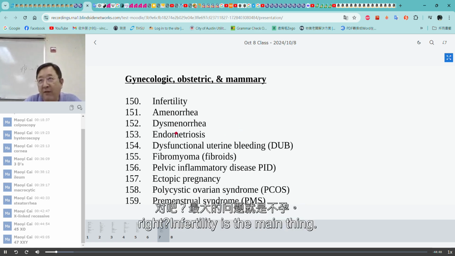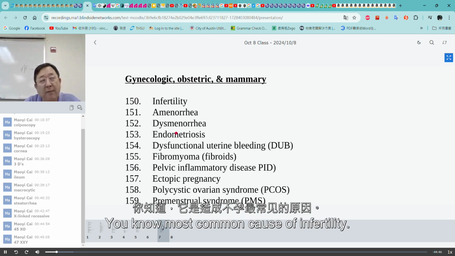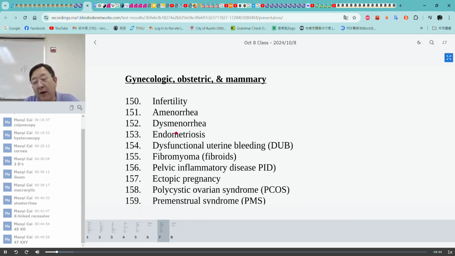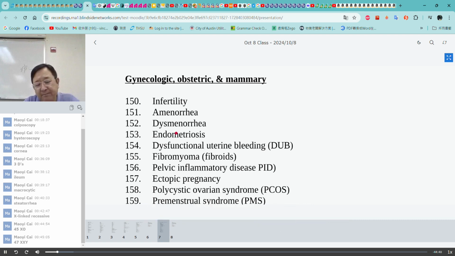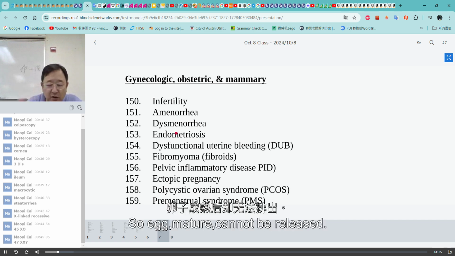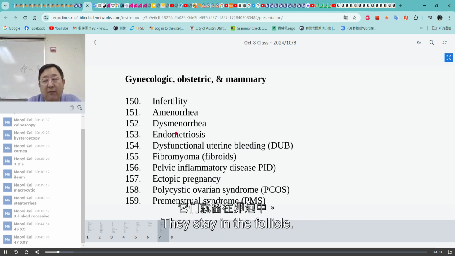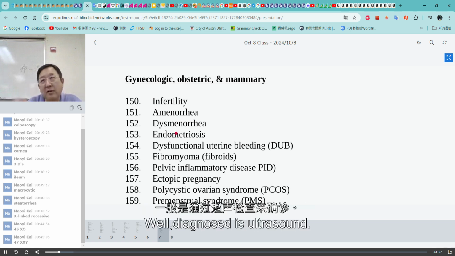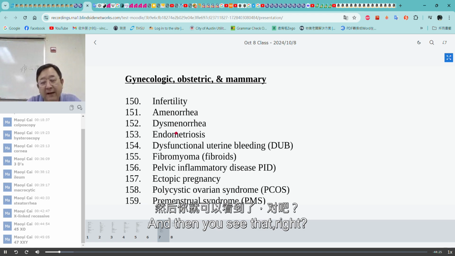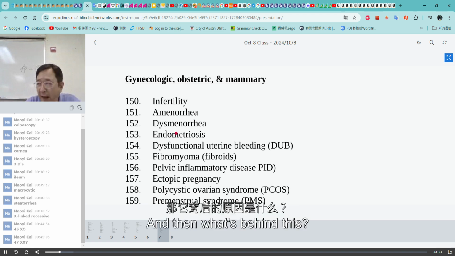Talking about PCOS, infertility is the main thing, the most common cause of infertility. PCOS, polycystic ovarian syndrome. What's wrong with that? The ovary has lots of cysts, so the mature egg cannot be released. They stay in the follicle and form a cyst. So how do you diagnose? Diagnosis is by ultrasound, and then you see the cysts.